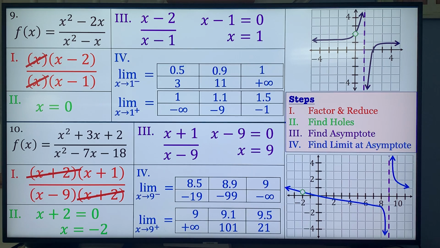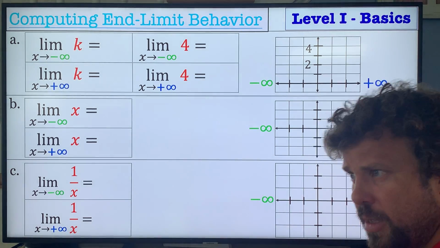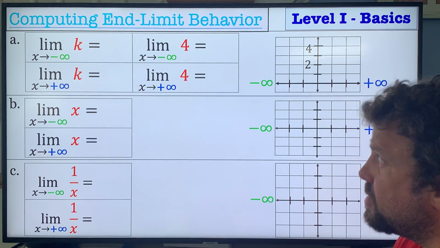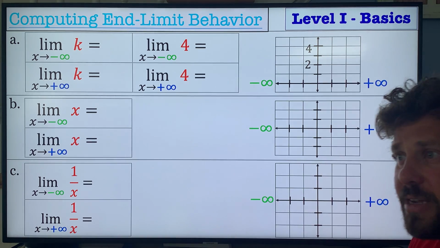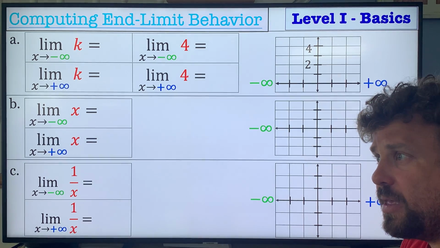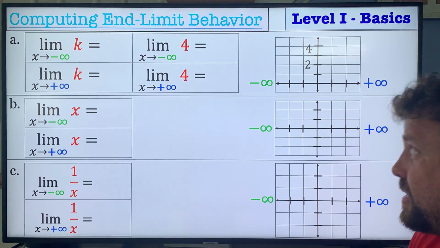Problem 11. Oh no. Now we're going to get into end limit behavior. Now this is stuff I kind of just made up to help you guys out. The way end limit behavior works, all these levels I just kind of put together. The higher the level, the more difficult it gets. Level 1 is like the most basic.